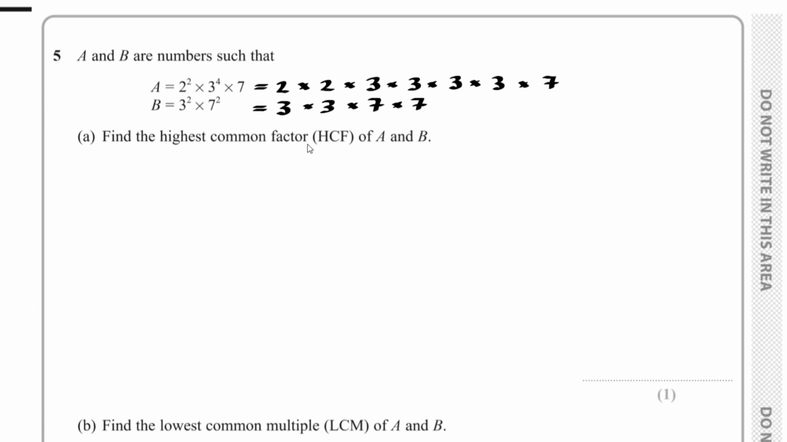If we think about what's common to both, well, we've got a 3 which is common to both, this other 3 which is common to both, and this 7 which is common to both. So to find the highest common factor, we have 3 multiplied by the 3 multiplied by the 7, which is 63. So the highest common factor is 63.